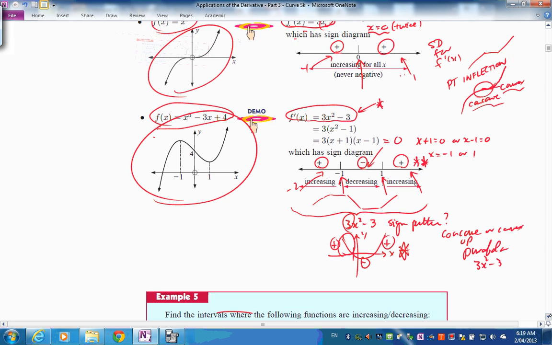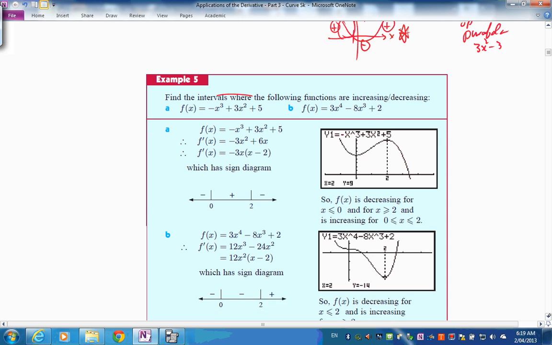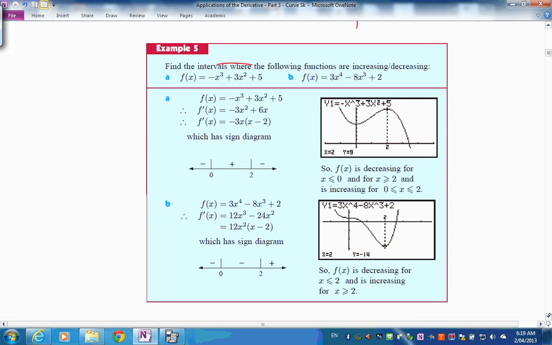Let's come down and use this a little bit now. So here's a couple of functions we can work with. So we're finding intervals where the following functions are increasing or decreasing, and what generally we're trying to do is to do it without looking at the graph. So what's the first step? There's the function, clearly state its derivative, factorise it.